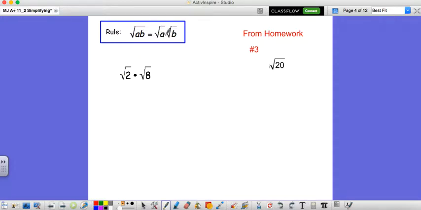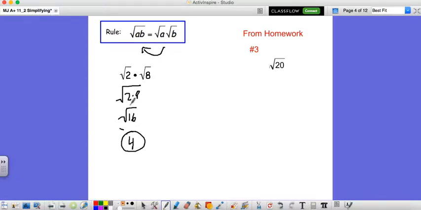Okay, let's go the other way with this multiplication rule. We said that the square root of ab is equal to the square root of a times the square root of b, but we can also go the other way. Right now we have the square root of 2 times the square root of 8. Can't really simplify the square root of 2. We could simplify the square root of 8, but it might be easier just to combine these. Square root of a times the square root of b is the square root of a times b. So this is the same as the square root of 2 times 8. But we all know that's just 16. What's the square root of 16? 4.